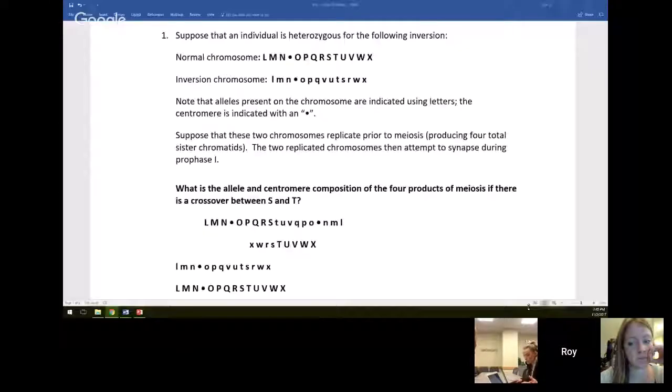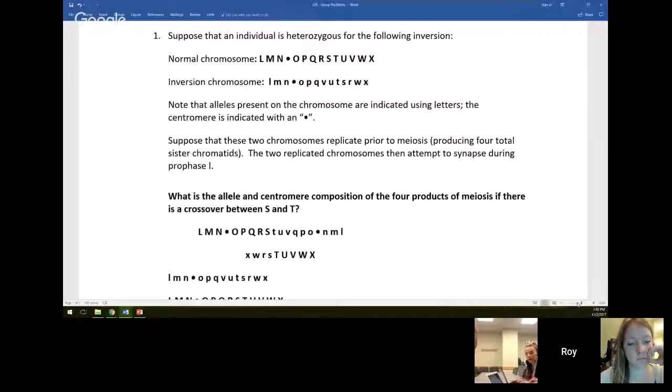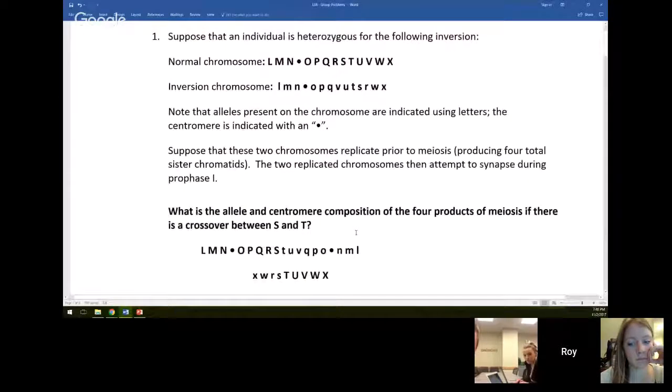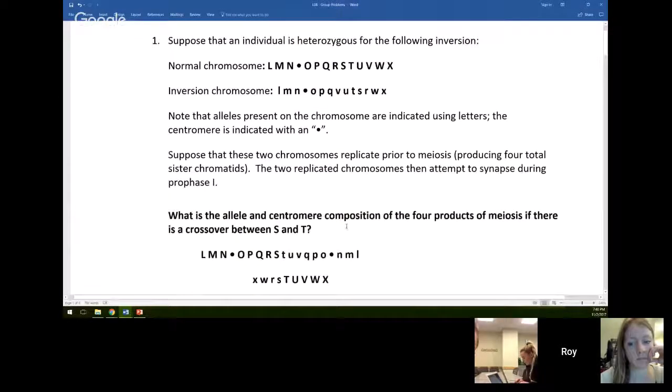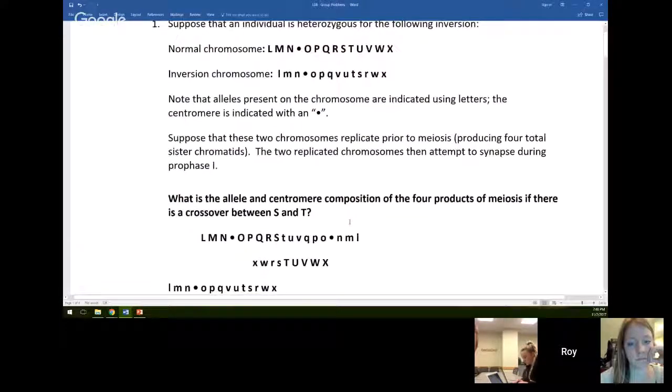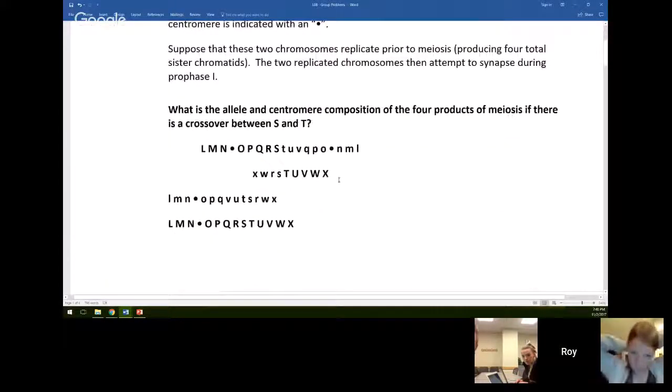Sky? All right. So number 1 says, suppose that an individual is heterozygous for the following inversion. And it gives you the normal and inversion chromosome. Suppose that these 2 chromosomes replicate prior to meiosis, producing 4 total sister chromatids. The 2 replicated chromosomes then attempt to synapse during prophase 1. What is the allele and centromere composition of the 4 products of meiosis if there is a crossover between S and T?